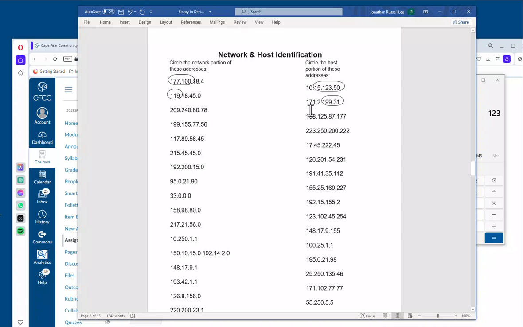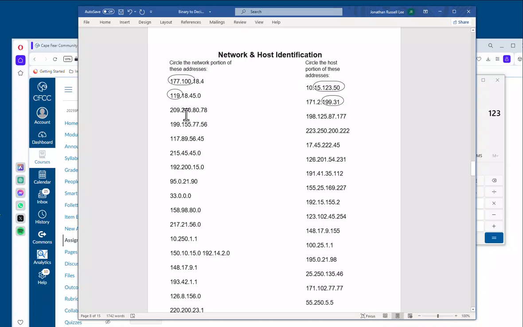Now, remember, we're using default subnet masks for this. Originally this was a page that we could hand out in class, but since we're doing this in an online format, what I'm going to have you do is this. We're supposed to be circling or highlighting which is the network portion and which is the host portion.